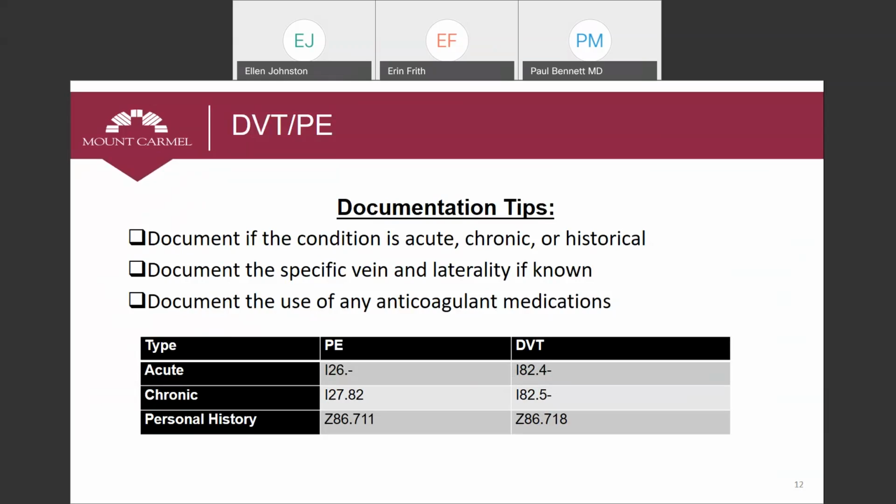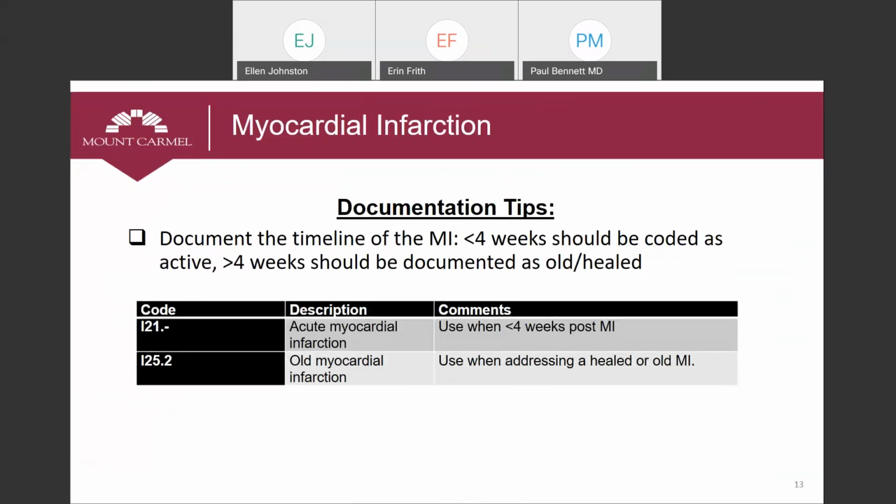When considering if an MI should be coded as historical or active, use this graph as an aid. If the MI is less than 4 weeks old, it should be treated as active. But if more than 4 weeks old, it should be coded as historical or old. The 4-week cutoff is specified in the ICD-10 coding guidelines.